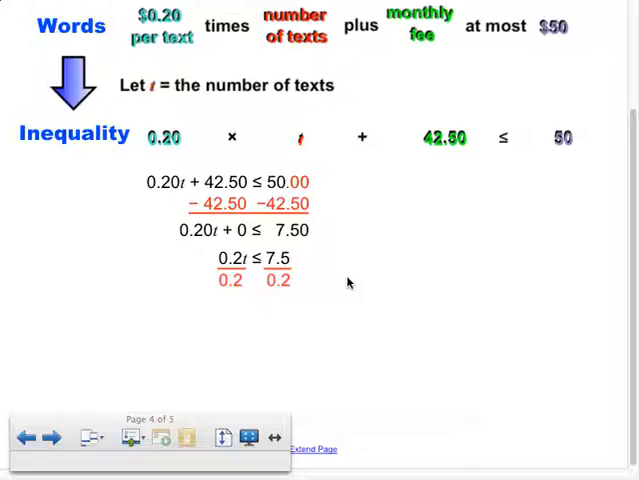Who's got it for me? Noah, go ahead. The last answer I got was 37 and 5/10. Right. So, can you send half a text message? No. So, what's that going to be for my answer then? No, that's too many. Because then, you see why you don't round up? Because if you bump it up to 38, then she's going to be over budget. So, is 37? Lynn can send at most 37 texts. Okay. Any questions?